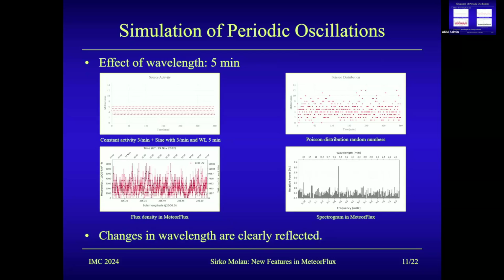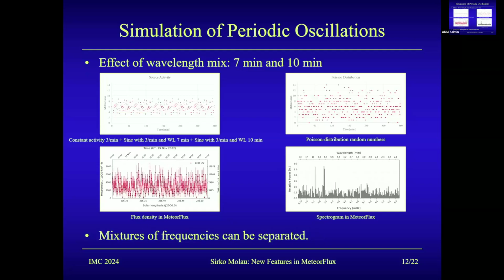If I change the input frequency, it clearly also changes my spectrogram as expected. Let's go further. What happens if I mix 2 frequencies? So I've taken here 2 frequencies, like 10 and 7 minutes. This is the raw signal. I generate the Poisson distribution from it. You wouldn't see any periodicity. You load it into MeteorFlux, but then the spectrogram clearly shows 2 peaks, one at 7 minutes, one at 10 minutes. Which means that this FFT with this fixed bin size is also properly separating between different wavelengths if I have a mixture. So this is also positive.